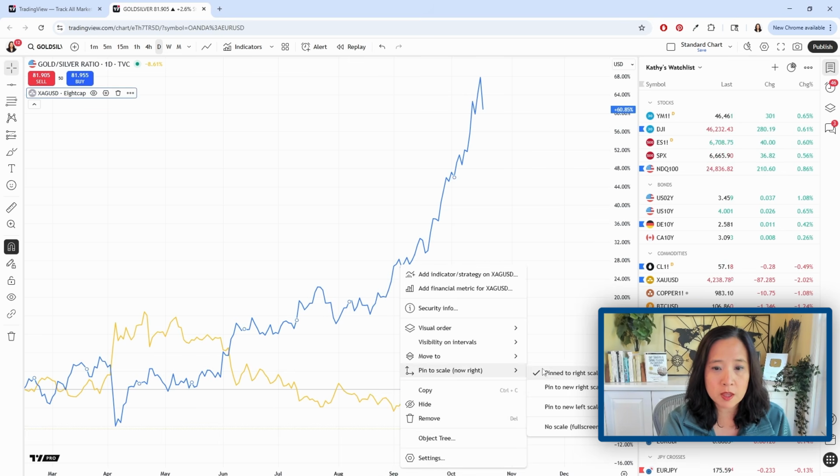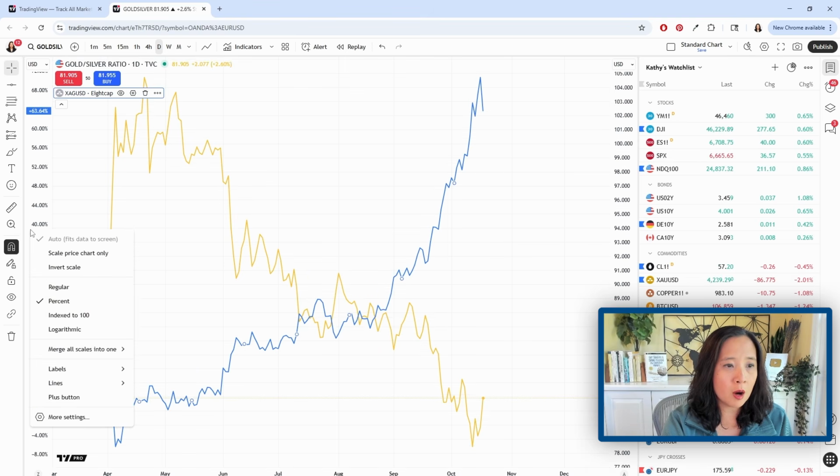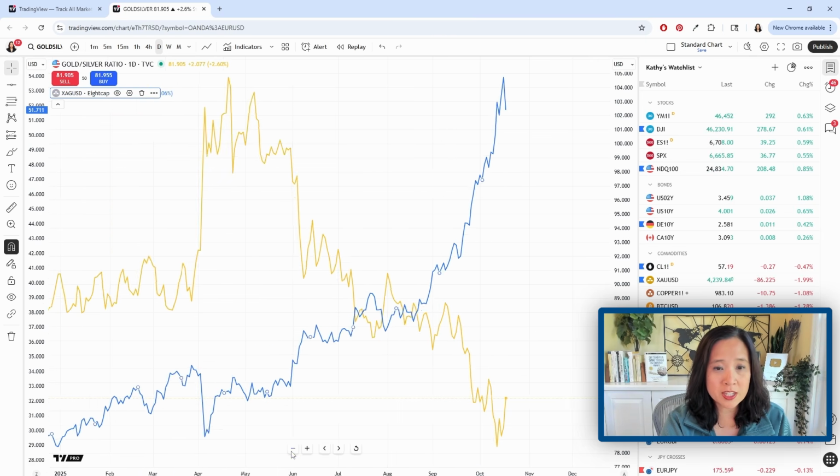So just give me 1 second, pin to the left, and we're just going to move this to regular. And so here you go. Now the blue line is silver. The gold ratio is gold. So I hope that's easier to understand.